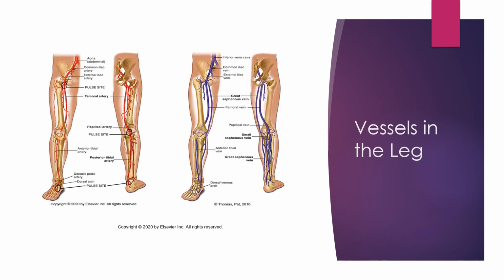And then these are our vessels in our leg, and you can see the red is our arteries and the blue are our veins. So red is oxygenated, blue is deoxygenated.